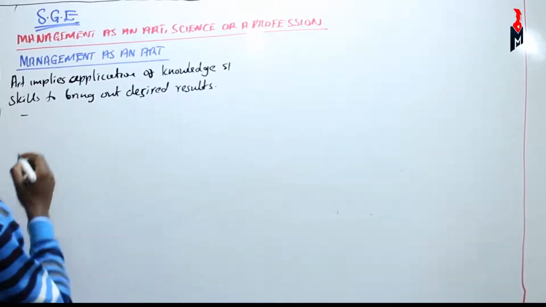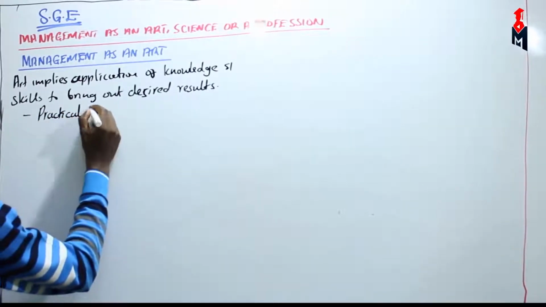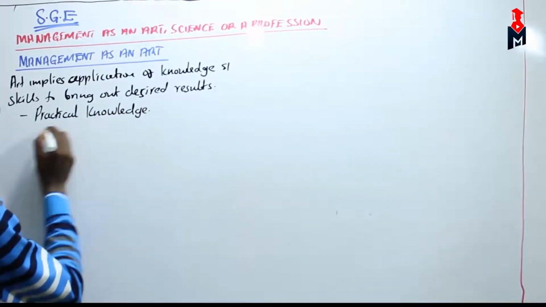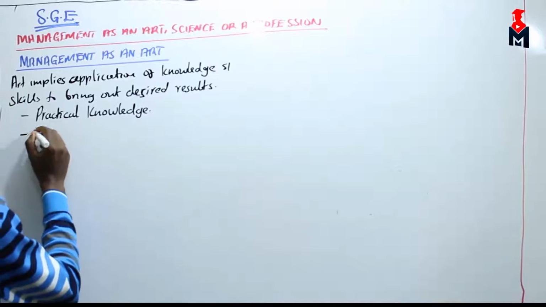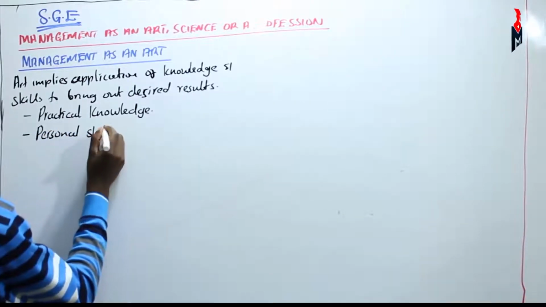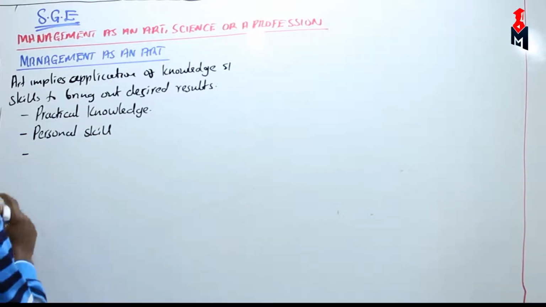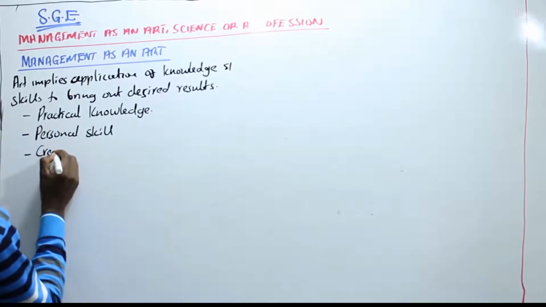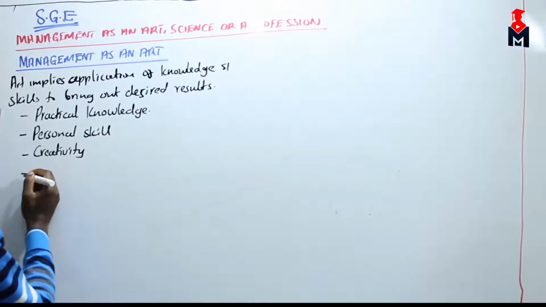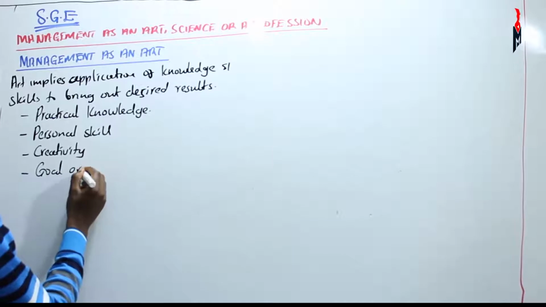Number one, art will entail practical knowledge. Two, characteristics of an art, it will entail personal skill. Number three, characteristic, it will entail creativity. Number four, it's goal-oriented.